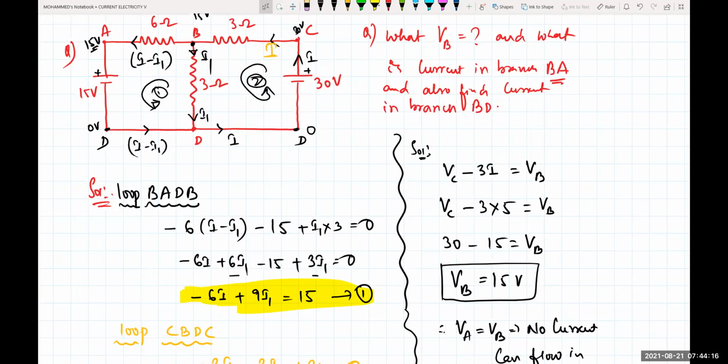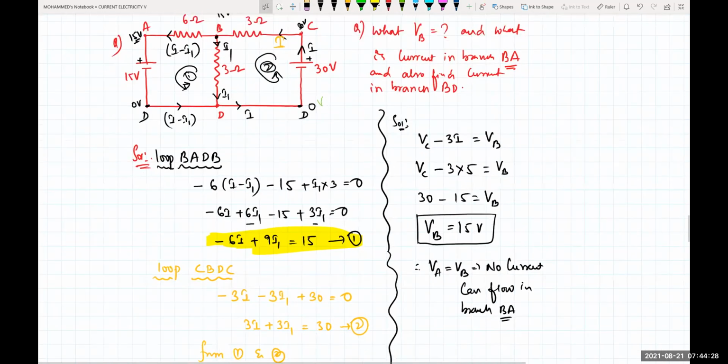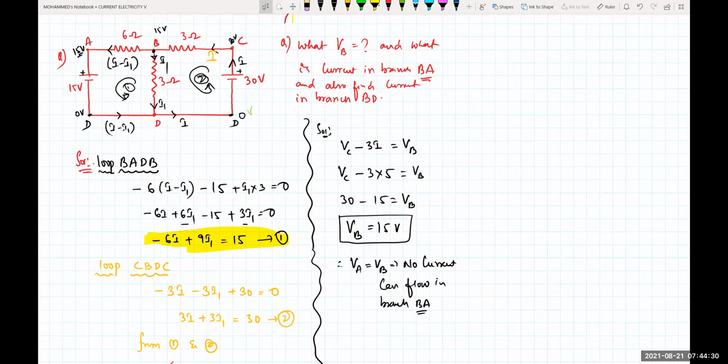Okay, O is again connected to 0. This is 0 volt, and this one is also 0 volt. So D and D are common here. What I can take here: C to D in the same direction, so it is minus 3I. See the diagram, the same direction I'm moving, minus 3I.